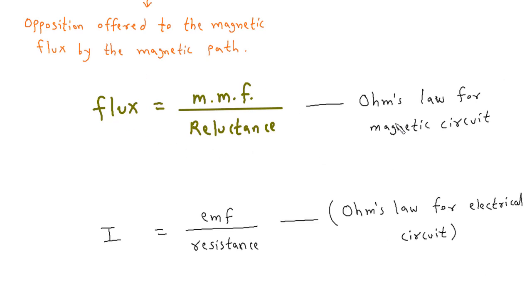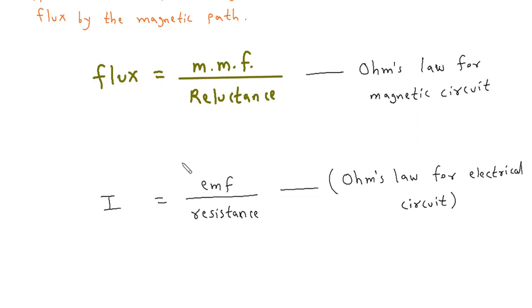It resembles Ohm's law, so it is sometimes referred to as Ohm's law for magnetic circuit. For electric current, Ohm's law is I is equal to EMF upon resistance. This is Ohm's law for an electrical circuit. Here flux is analogous to electric current, MMF is analogous to EMF, and reluctance is analogous to resistance.